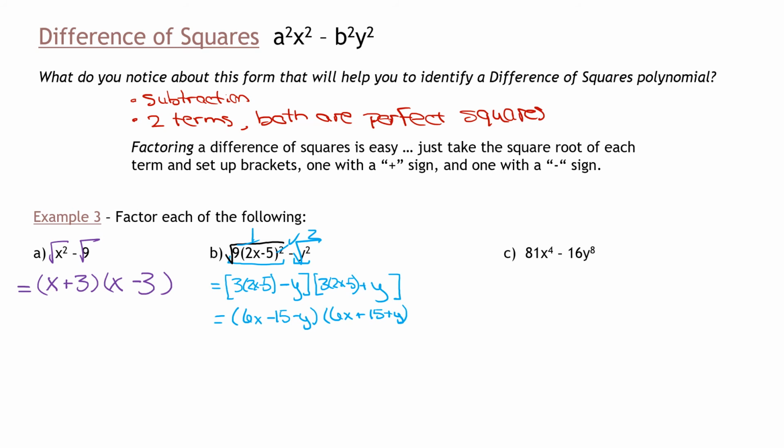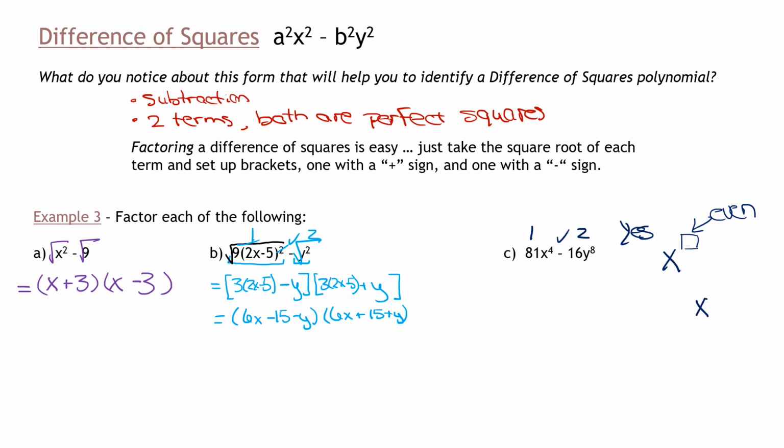Part C. Okay, does this match? Can we identify this as a difference of squares? Do we have two terms? Yes, 1, 2. Is there a minus sign between them? Yes, there is. Are they both perfect squares? Yes, they are. Because anytime you have a variable to an exponent that is even, as long as that is an even number, you can take the square root of it.